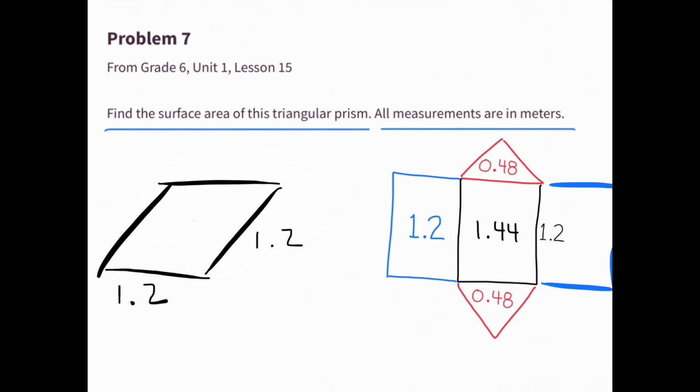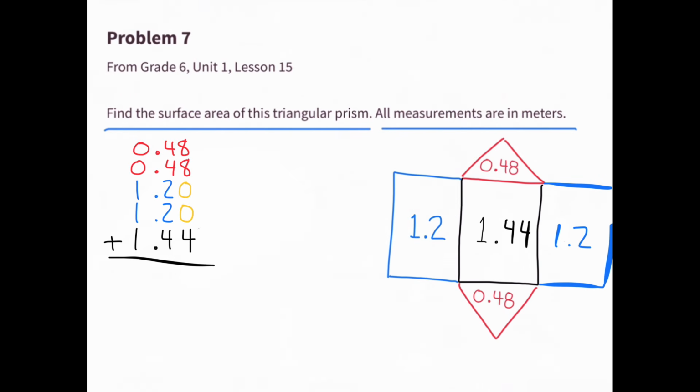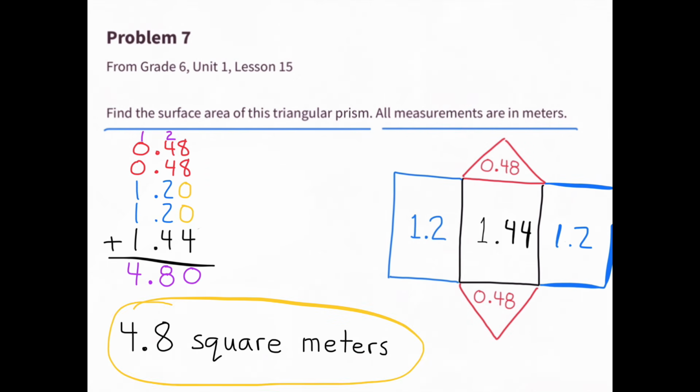And finally, the last face. That's 1 2/10 times 1 2/10, or 1 44/100. We can find the total surface area of this triangular prism by adding up all the areas of the faces. The surface area is 4 8/10 square meters.